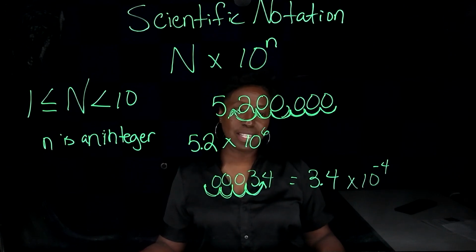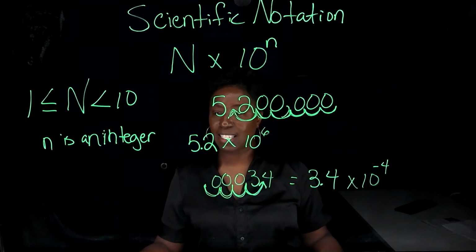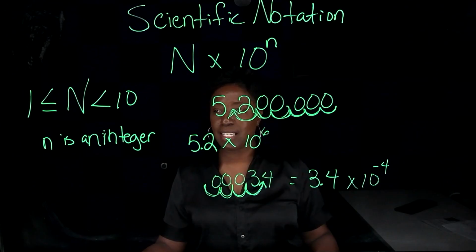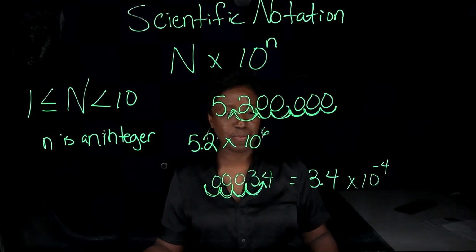And here are 2 examples of writing in scientific notation. And again, recap, our first number has to be between 1 and 10, and our lowercase n represents an integer.